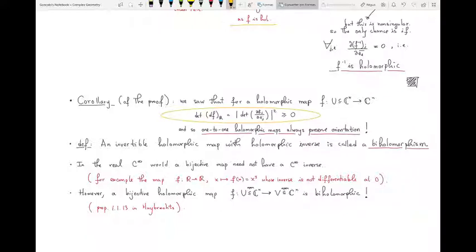Now a piece of nomenclature which I had already mentioned before briefly is that a holomorphic map that is invertible and whose inverse is holomorphic is called a biholomorphism. And before we proceed, there is an important thing about holomorphic maps, bijective holomorphic maps, which is that they are always biholomorphisms. So I wrote this incorrectly. Is a biholomorphism.